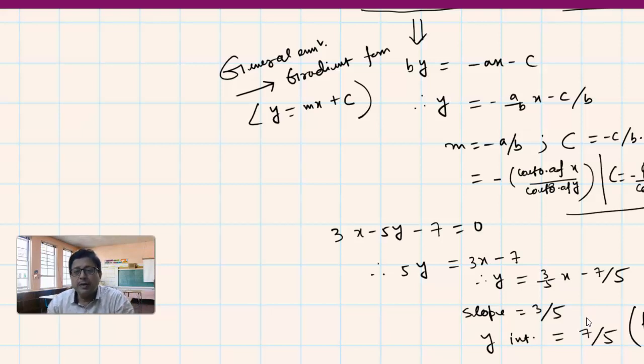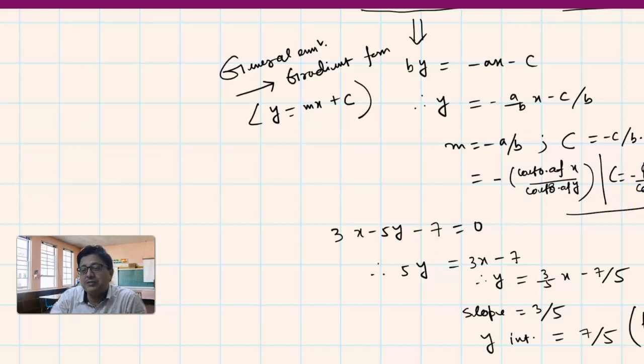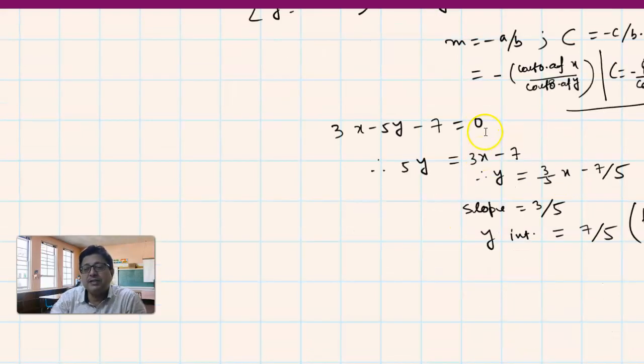y-axis. The slope can be determined by this formula also, negative of the coefficient of x by the coefficient of y, and the y-intercept is the negative of the absolute term by the coefficient of y. How? Here the coefficient of x is 3, minus of 3 by the coefficient of y, minus 5, that's why you get 3 by 5. Here the absolute term is minus 7, so minus of minus 7 divided by the coefficient of y, that is 5. So 7 by 5 is the y-intercept. So this way the general equation can be expressed in gradient form.